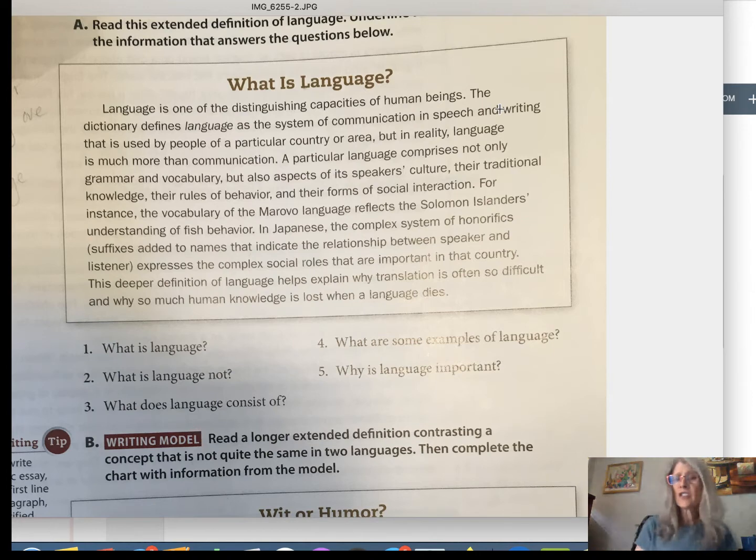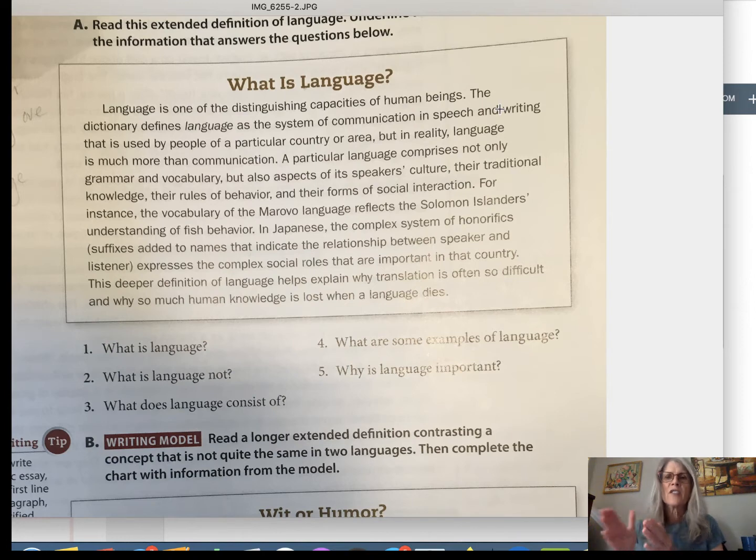And it goes a little bit deeper into the definition. It goes to the dictionary, and it says the dictionary defines language as the system of communication in speech and writing that is used by people of a particular country or area. Here's the complex sentence now. But in reality, language is much more than communication, okay?